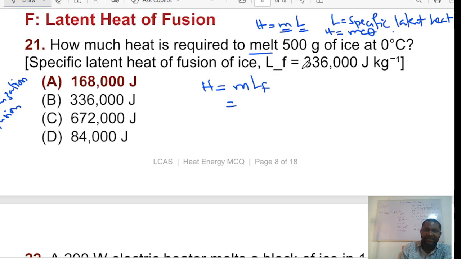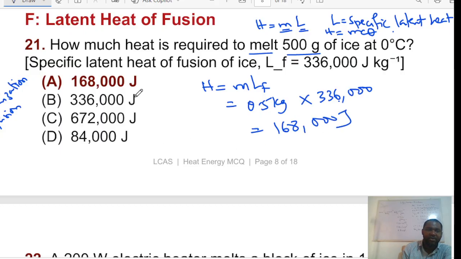The mass here is 500 grams, which is 0.5 kilograms by conversion. Then multiply by 336,000, and by the time we divide, we are going to have 168,000 joules. So the answer is A.